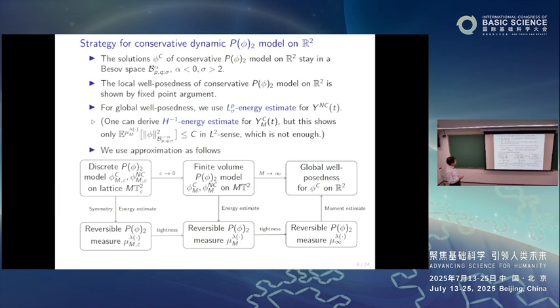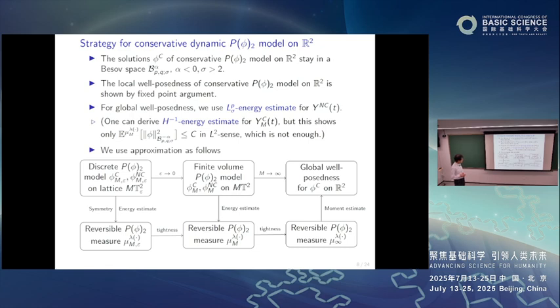So the strategy for that one. As I said, we start from the discretized version, that is the lattice approximation. So we want to study the whole space R2, but first we consider a finite volume with periodic boundary conditions. But to identify the invariant measures of both the conservative and non-conservative dynamics, we go back to the lattice approximation version. For this one, it's not difficult because the SPDE becomes just a finite dimensional stochastic differential equation.